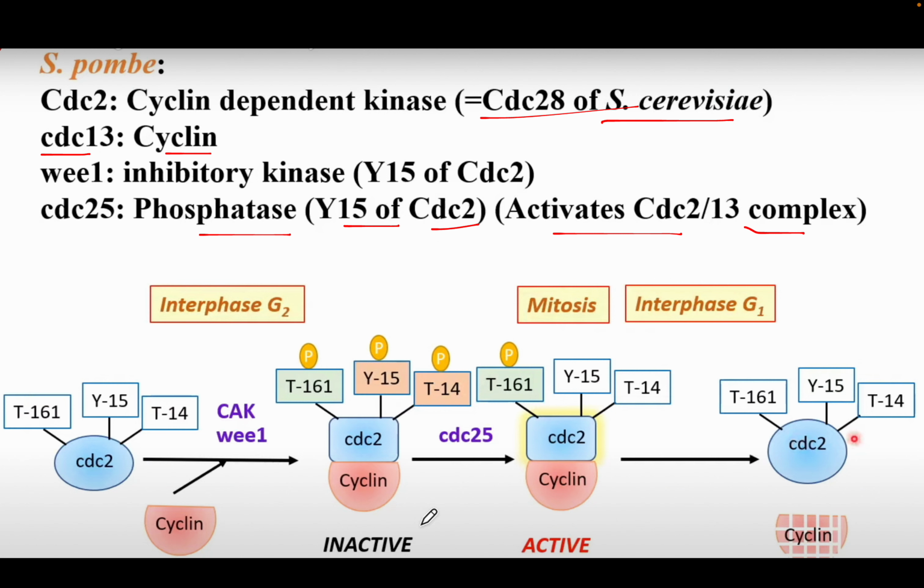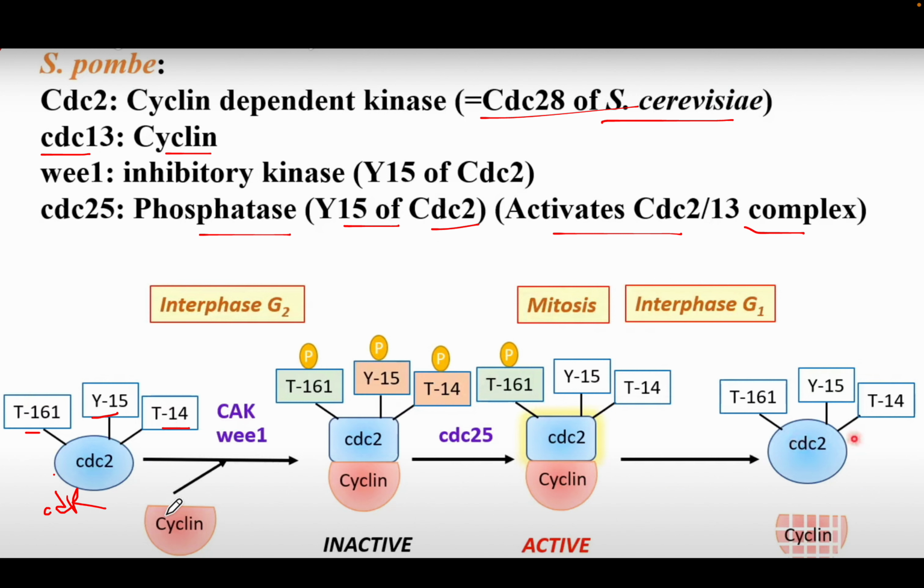So in this chart we were discussing, you have to understand that this is CDC2 or cyclin dependent kinase, also called CDK. It is a protein, so some amino acids can get phosphorylated or dephosphorylated. In the case of CDC2 or cyclin dependent kinase, threonine 161, tyrosine 15 and tyrosine 14 can get phosphorylated.